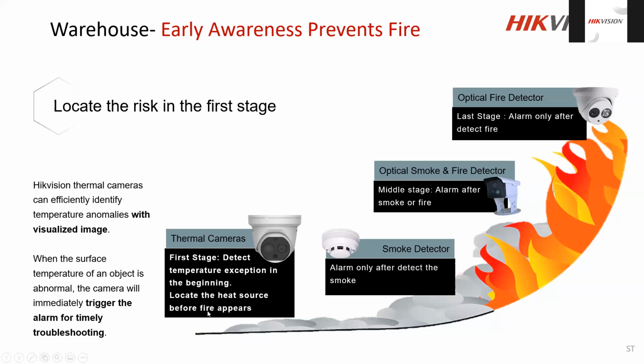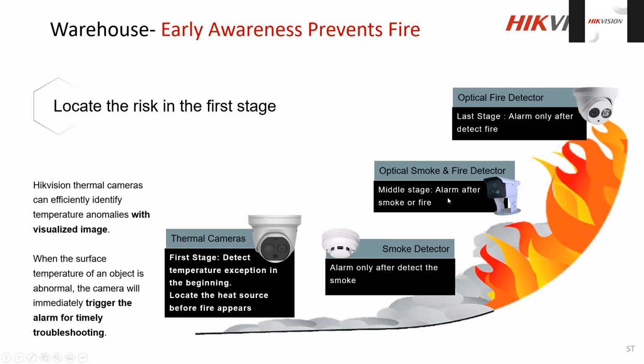Normally for a fire to start, if you see these comparisons, the thermal camera can even detect the temperature before the smoke comes in. If the heat is high, definitely it can identify the heat source. But obviously the smoke detector comes after that. It can identify only after the smoke is sensed through the sensor.